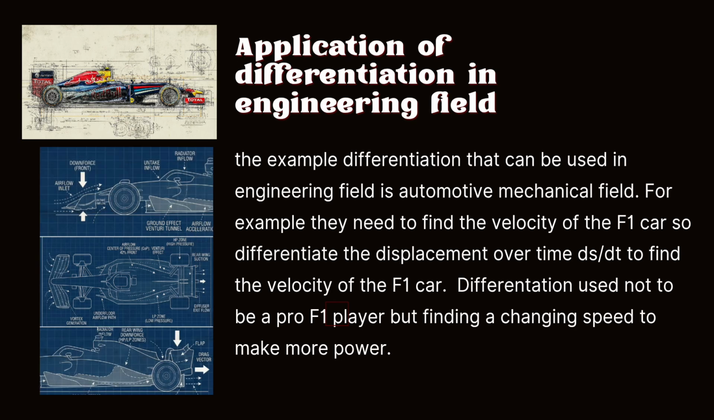Application of differentiation in the engineering field. An example where differentiation can be used in engineering is the automotive mechanical field. For example, they need to find the velocity of an F1 car, so they differentiate the displacement over time, ds over dt, to find the velocity. Differentiation is used not to be a pro F1 player, but to find the changing speed to make more power.